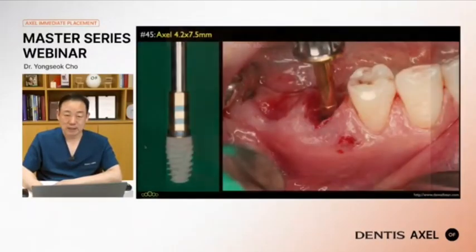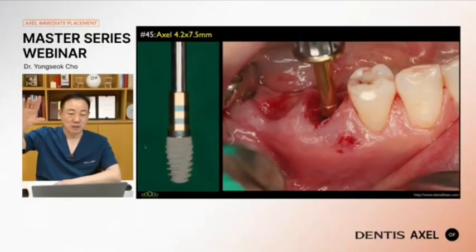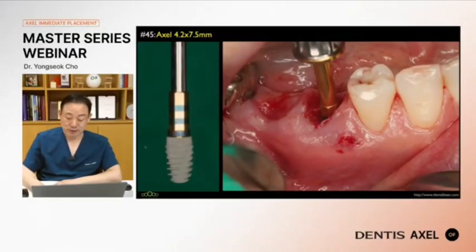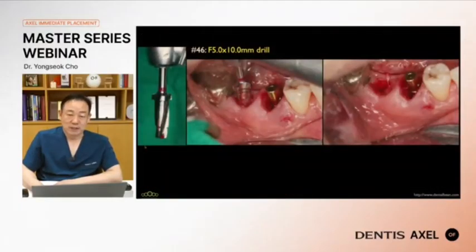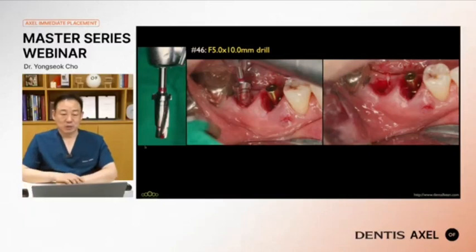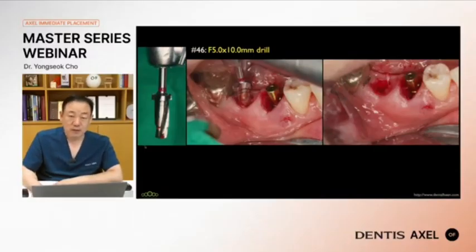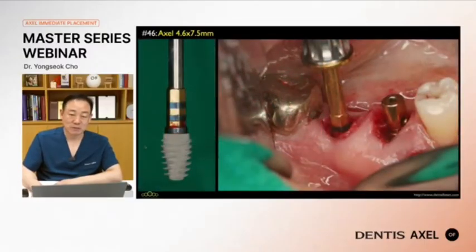In this case, I selected a 7.5 millimeter implant and placed the implant adequately, slightly deeply, like this. And I prepped the osteotomy at number 46. It was very hard bone. There was some condensing condition, condensing osteitis there, so I prepped the osteotomy a little bit widely. For the final drill, I used one step bigger size. Drill length 10 millimeter and implant length 7.5 millimeter.